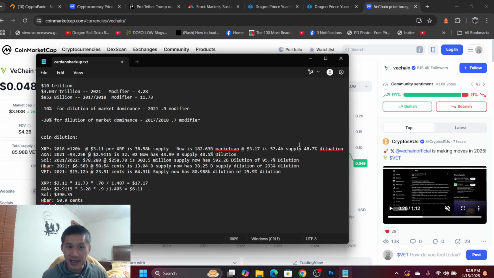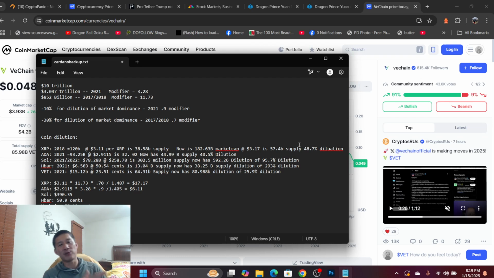I'm assuming that we're going to get to about $10 trillion in total market cap at the peak of the bull run. Based on that, the top of the bull run back in 2017, 2018 was 852 billion, so the market grew by roughly 11.73 times. The peak of the market cap in 2021, when everyone else achieved their all-time high, was 3.047 trillion. So the modifier is only 3.28 because the overall market cap will grow about 3.28 times.